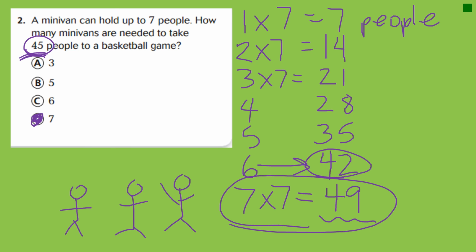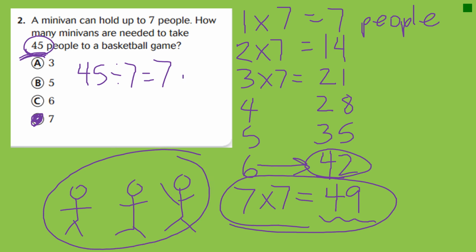All right, and just to write this division problem we just did: 45 divided by 7 equals 6, and what's our remainder? Remainder 3. Okay? We're not just going to order those 6 vans. We have to order another one because our remainder this time is human beings.